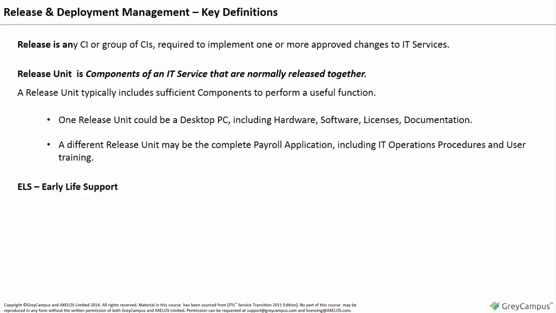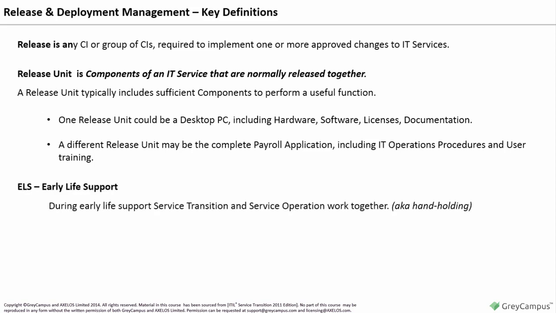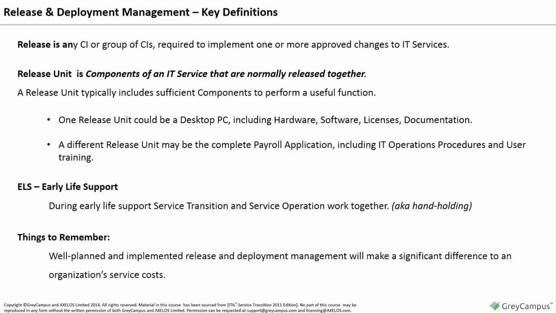ELS, Early Life Support. During early life support, service transition and service operation work together, aka hand-holding. Things to remember. Well-planned and implemented release and deployment management will make a significant difference to an organization's service costs. A poorly designed release or deployment will, at best, force IT personnel to spend significant amounts of time troubleshooting problems and managing complexity. At worst, it can cripple the environment and degrade live services.